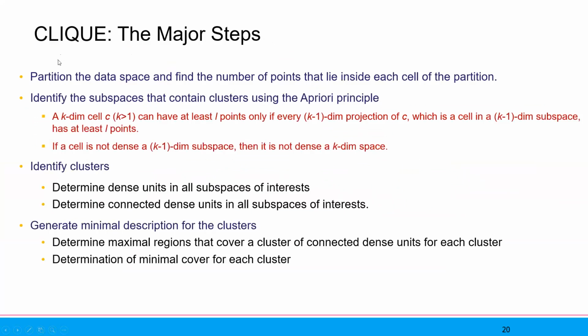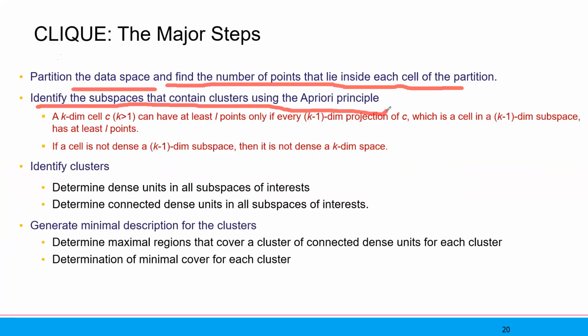So the major steps are like this. We can partition the data space and find the number of points that lie inside each of the partitions. And then we can identify the subspaces that contain clusters using the a priori principle.